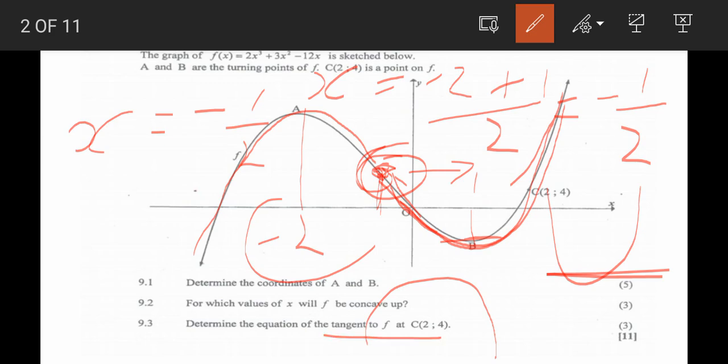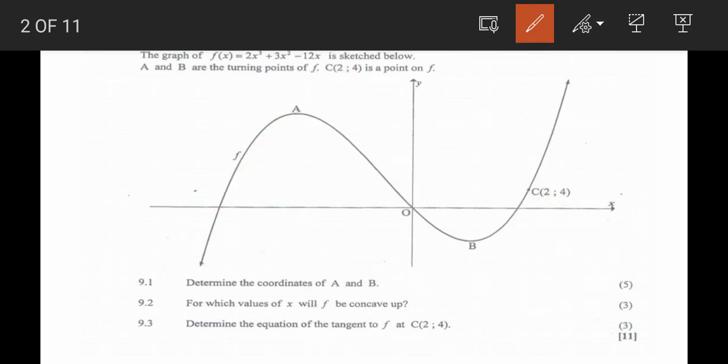You will know that the tangent is a straight line. Always, the tangent is a straight line. By definition, what is a tangent? A tangent is a straight line that touches the curve at only one point, right? So we know if it is a straight line, it should follow the general formula y is equal to mx plus c.